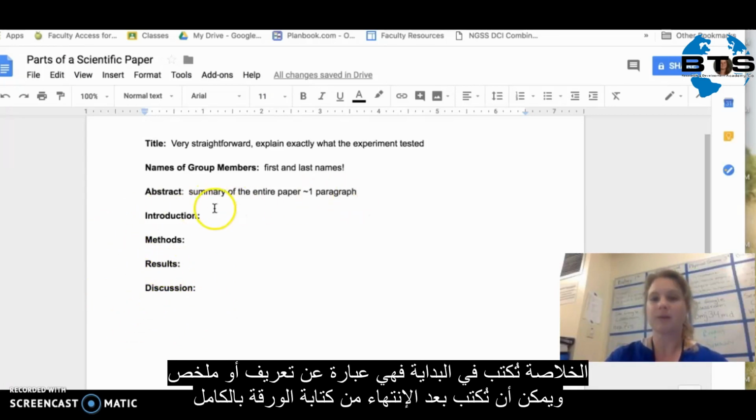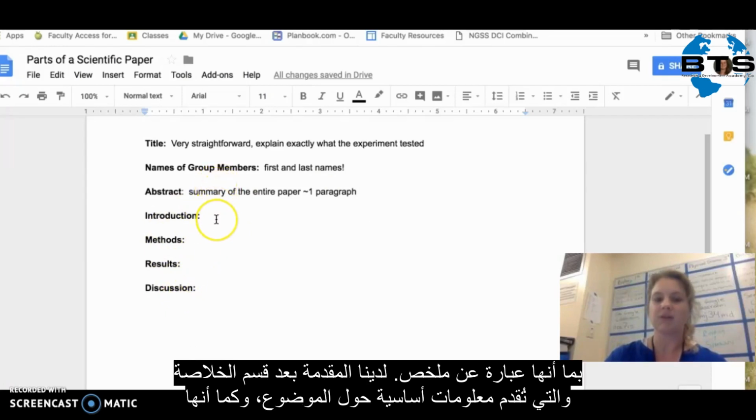Even though the abstract comes at the beginning, that's so it's like a blurb or a teaser, and you kind of have to wait until you're done the whole paper to write the abstract since it is a summary.